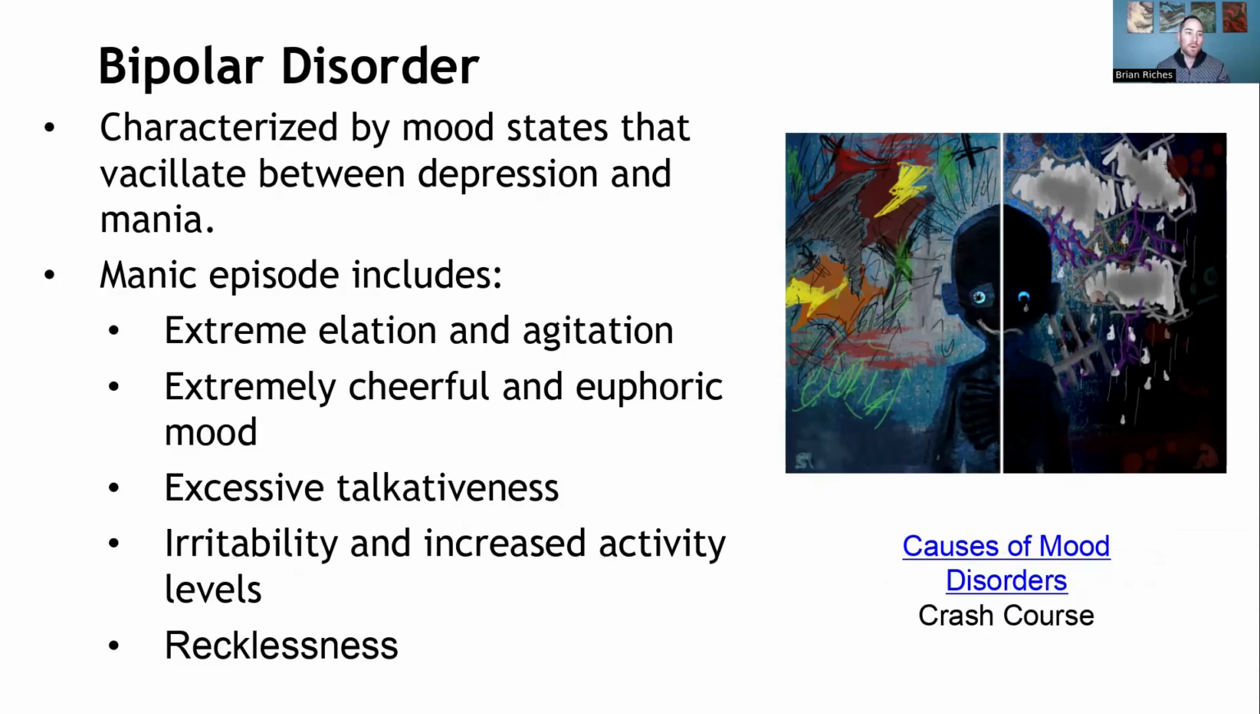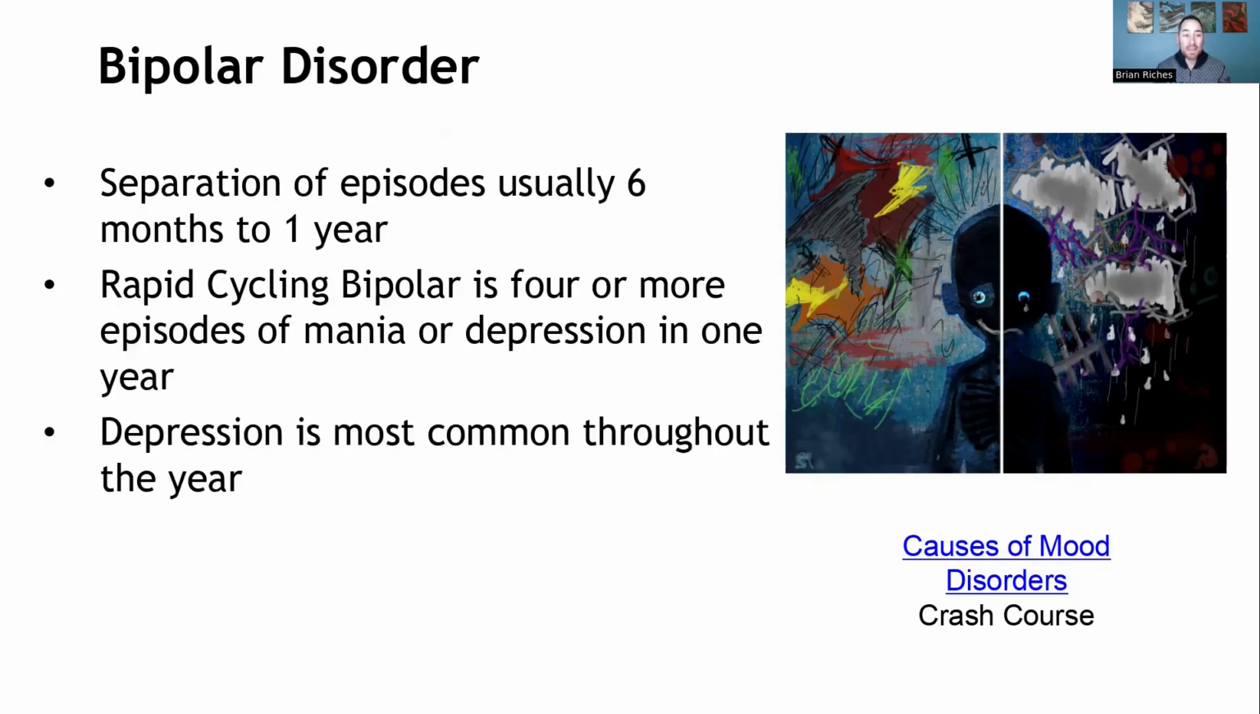So bipolar 1 requires at least one manic episode, and that manic episode lasts nearly all day, every day for at least 1 week. Humans, even if they're in a state of mania, can't maintain that level of alertness and intensity for a ton of time. So it will drop back down to a depression eventually. Bipolar 2 is less severe mania, but that's happening for at least 4 days. Depending on the characterization, there's also rapid cycling bipolar.